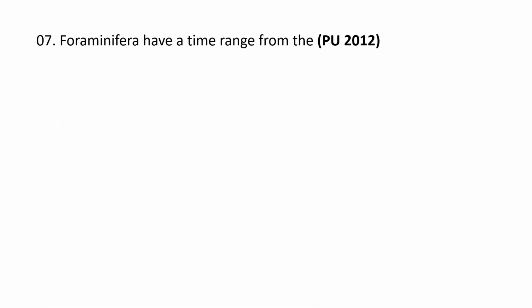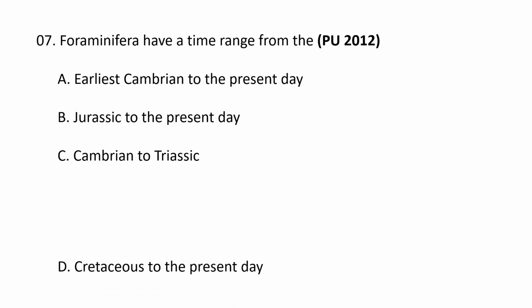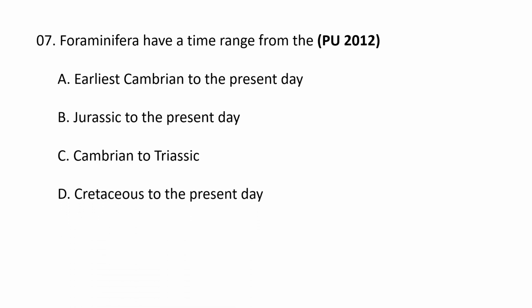Foraminifera have a time range from the A. earliest Cambrian to the present day, B. Jurassic to the present day, C. Cambrian to Triassic, and D. Cretaceous to the present day.